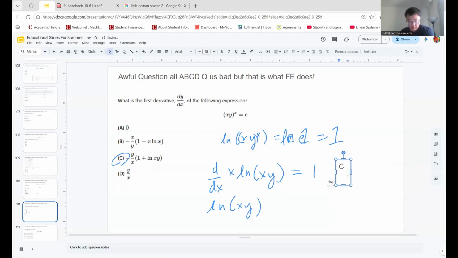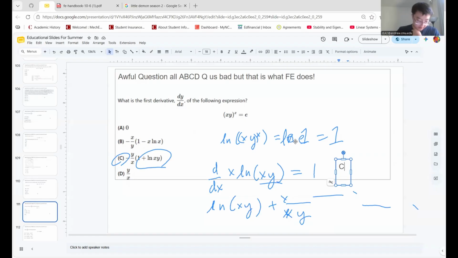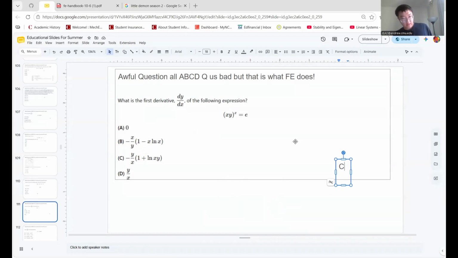Product rule will give me this plus some weird function, which is going to be the derivative of the inside of xy, and then another product over here, and so on and so forth. But it's going to be this because that's the only one that works, and I don't really need to check more. Should I check more? It's a multiple choice question. You're not really supposed to do all of it, so I think we just leave it here.